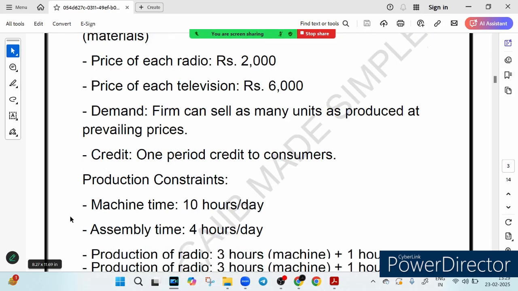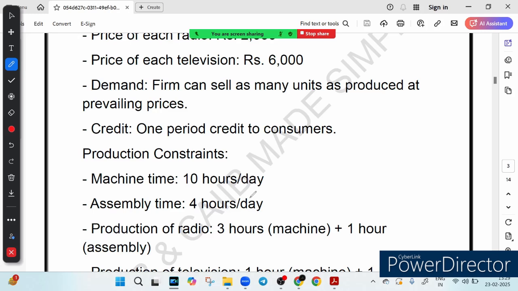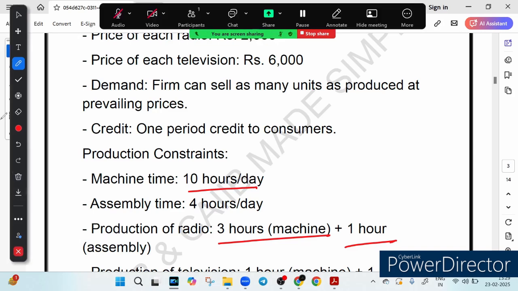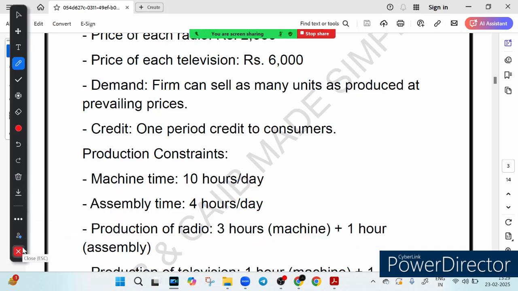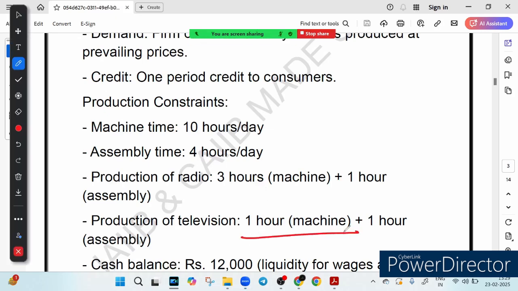The real challenge is machine time. Machine time is only 10 hours a day. One radio takes 3 hours on the machine, and one TV takes 1 hour on the machine. Now if you talk about the assembly time, only 4 hours per day are available for assembly, and one radio takes 1 hour for assembly, and one TV takes 1 hour for assembly.